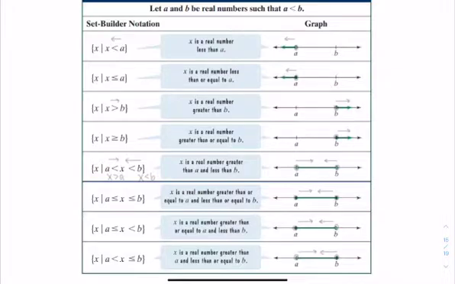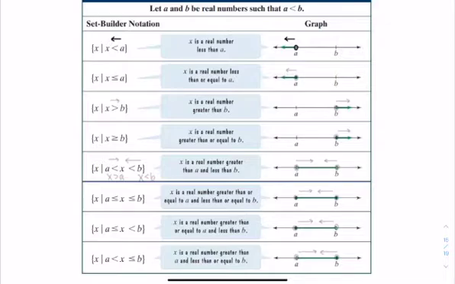The first one says the set of all x such that x is less than A. And so what's a helpful reminder on these is that the direction of the arrow tells you which way you're going to shade. So since my arrow is pointing to the left, I want to shade to the left. And since it was strictly less than, I'm going to have an open circle on A.